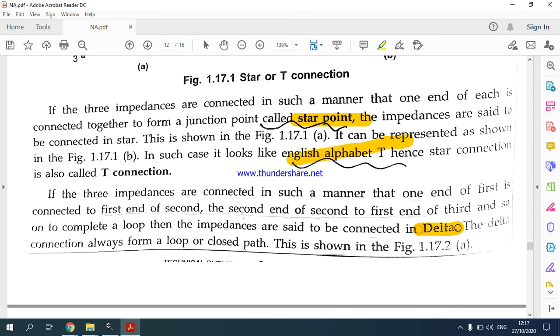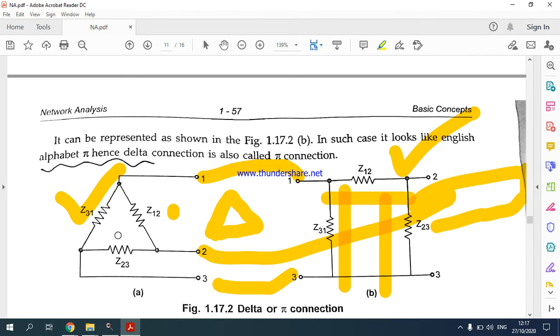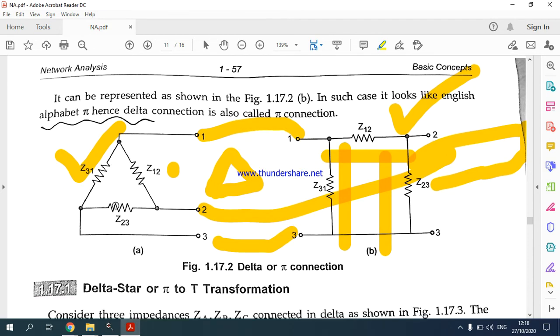Next we'll go with the delta connection. What is the delta connection? If three impedances are connected in such a manner that one end of the first is connected to the first end of the second, and the second end of the second to the first end of the third and so on to complete a loop, then the impedances are said to be in delta connection. Just now we have seen this one end is connected to another end, another to form a loop. You can call this one a delta, or you can call this one a pi connection.